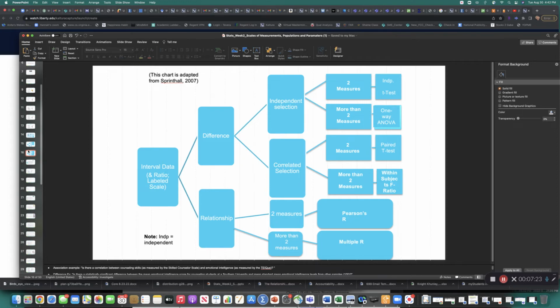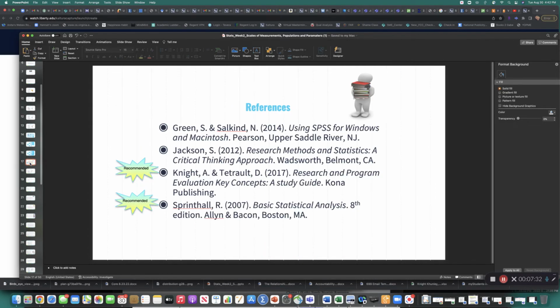For more information on how to determine whether your data is interval, ordinal, or ratio, see the tutorial on the 4 levels of measurement. Recommended resources include the Green and Salkind book Using SPSS for Windows and Mac, the Jackson textbook Research Methods and Statistics, what's been called the Cliffs Notes Study Guide, Research and Program Evaluation: Key Concepts of Study Guide, and then the Sprinthall text Basic Statistical Analyses are all helpful resources on this content.